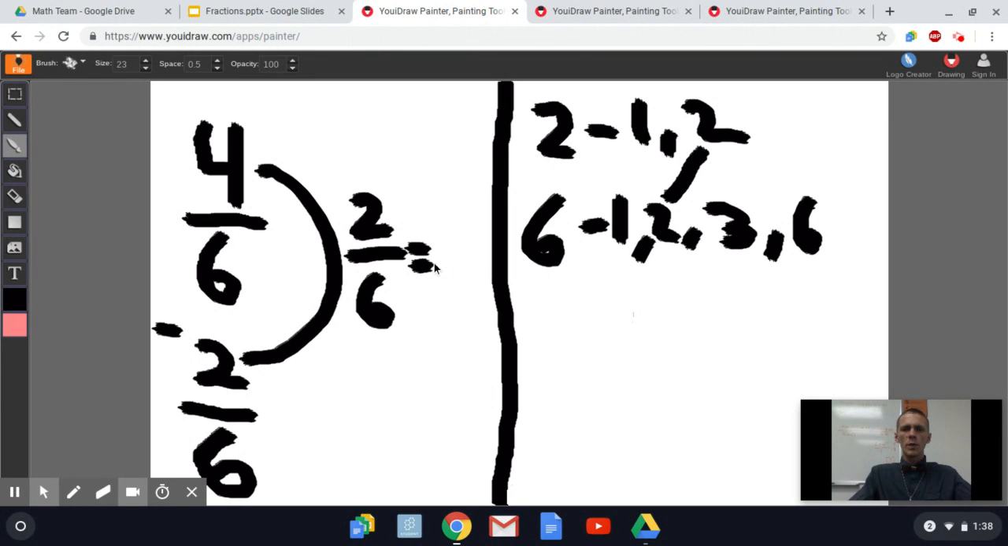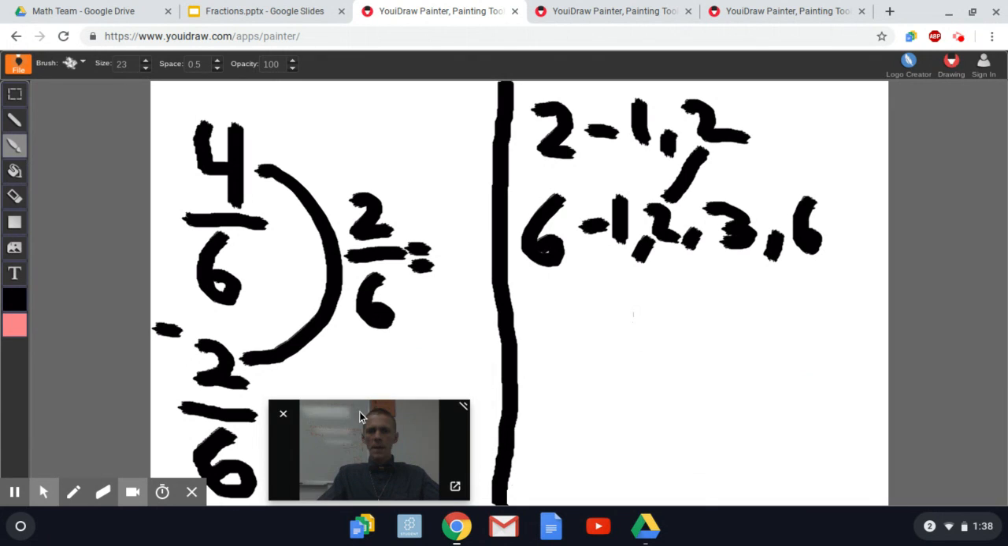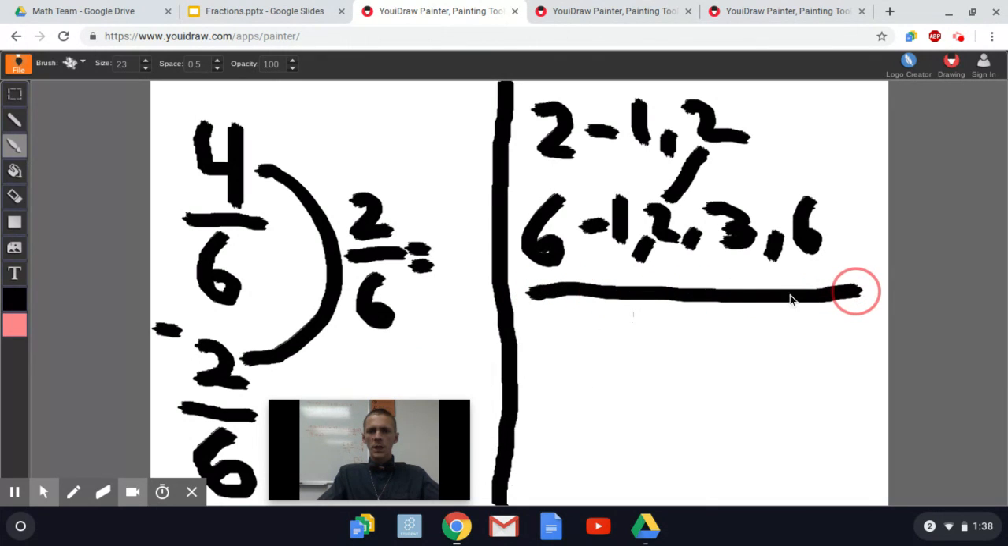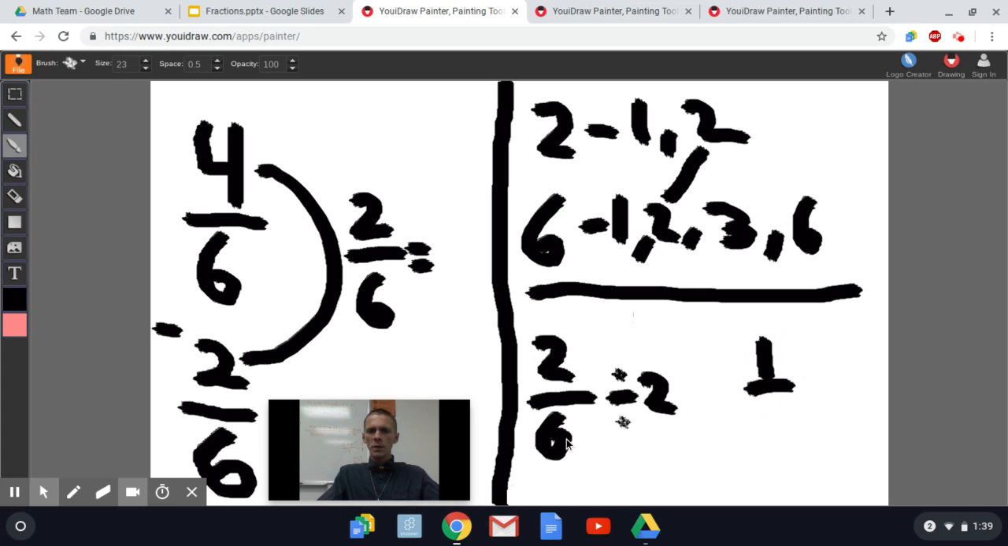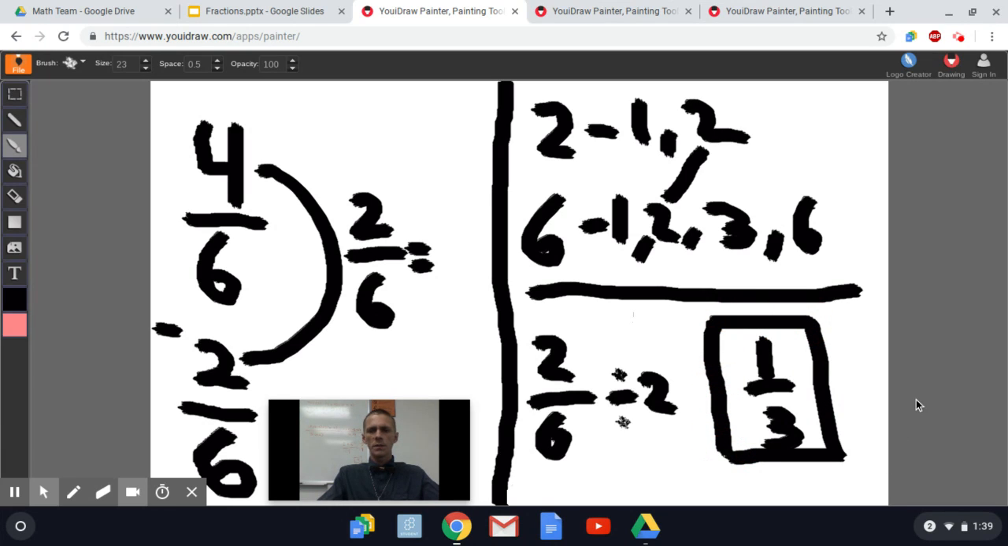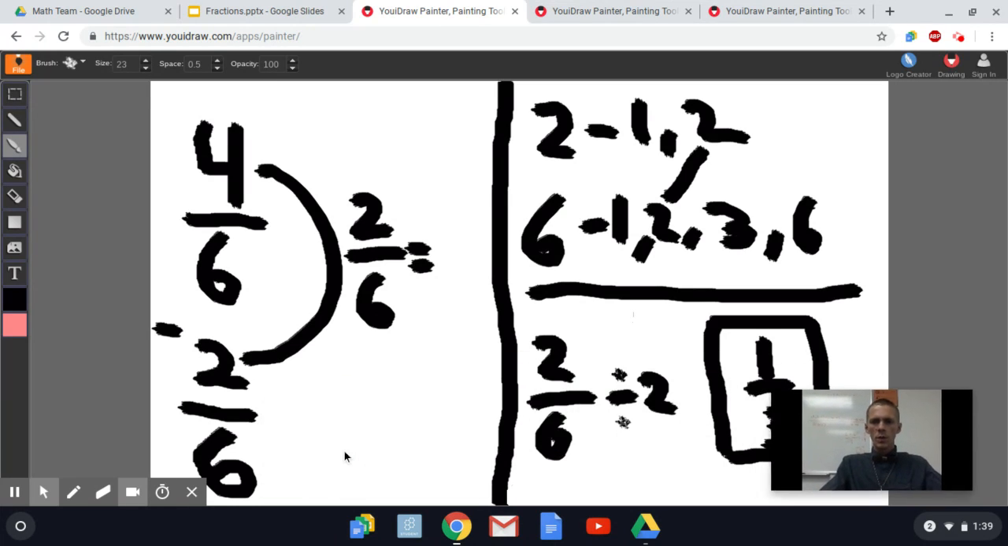And remember, everybody, let me move myself over here real quick. So remember, what we're going to do is take this 2/6 and divide the top and the bottom by the common factor, which is 2. When we do that, 2 divided by 2 will give us 1. And then we can do 6 divided by 2, which will give us 3. So our simplified final answer is going to be 1/3. All right, everybody, good job.